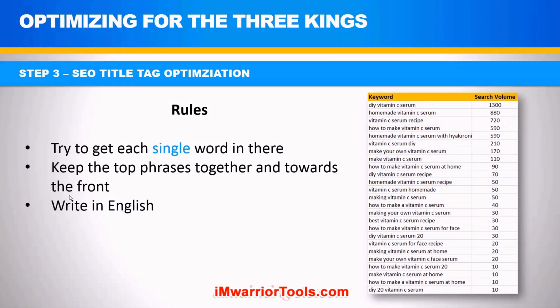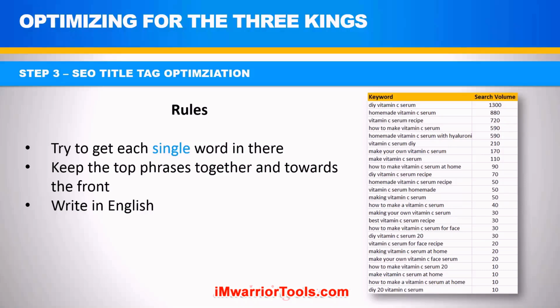Next would be to write in English. So I know we sometimes try to rank for vitamin C serum DIY, but is that in English? No one would really say that in a real sentence, just like no one would ever say the words plumber Chicago in a sentence. Have you found a good plumber Chicago lately? That doesn't work. Write it in English. So if I really wanted to cover this keyword, I would just write DIY vitamin C serum, which would easily fit in a sentence, or plumber in Chicago, which would also easily fit in a sentence.